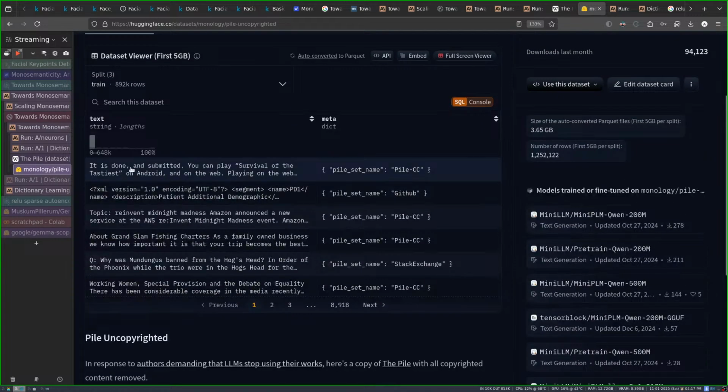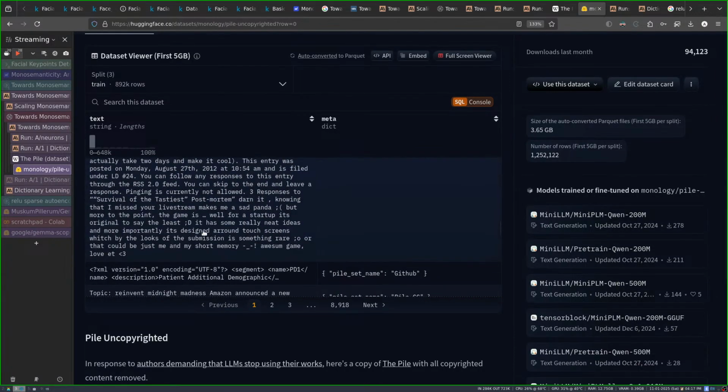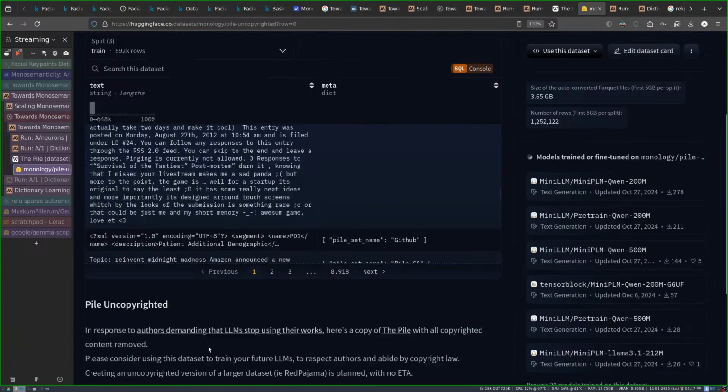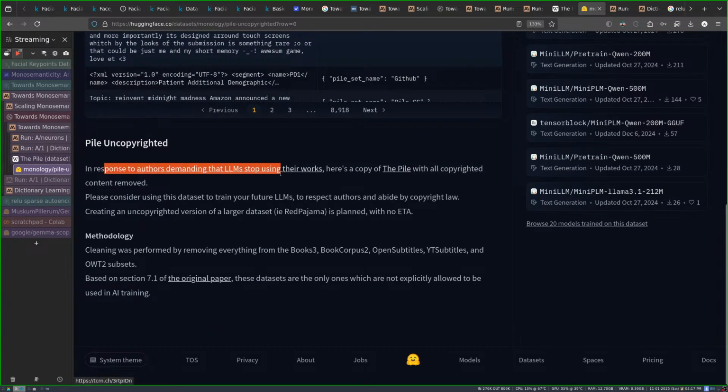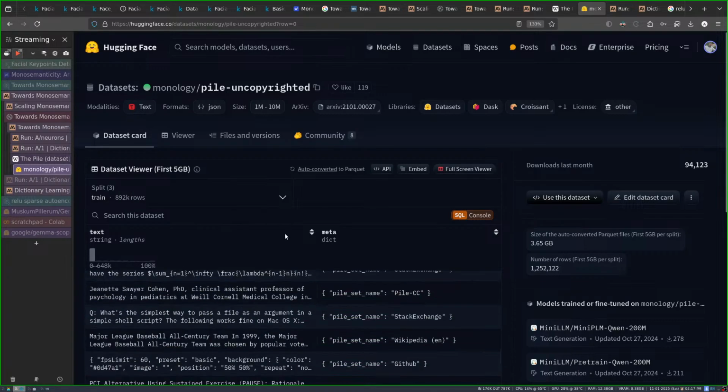Okay, this is it. What is the size of the data set? Okay, so what are converted Parquet from? First page.